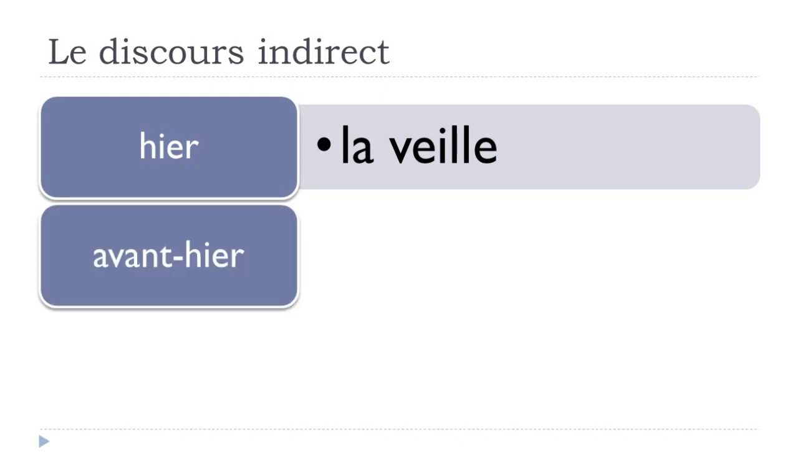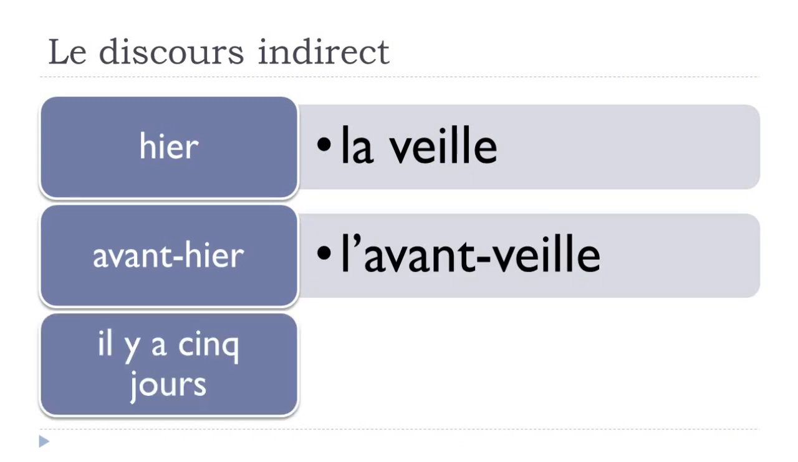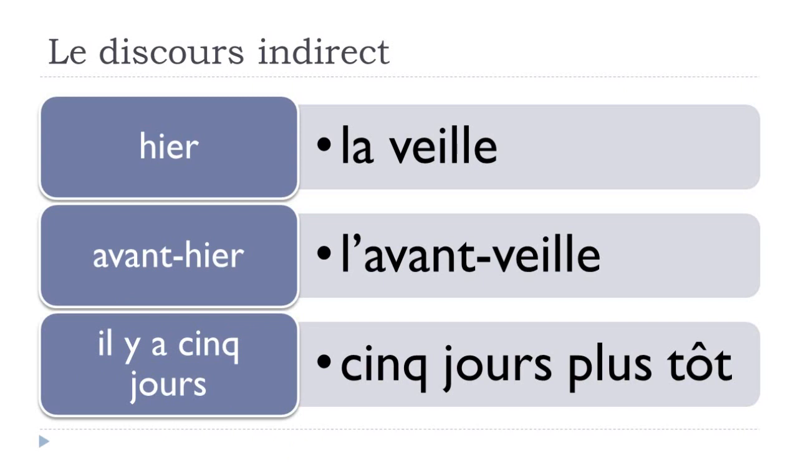Avant-hier, so the day before yesterday, l'avant-veille. Il y a 5 jours, so remember we've got this il y a structure to say this ago, so 5 jours, 5 days. 5 days ago, in French it's il y a 5 jours. And then if you transpose this, il y a 5 jours, into this discours indirect, it will become 5 jours plus tôt. Okay, plus tôt, earlier.